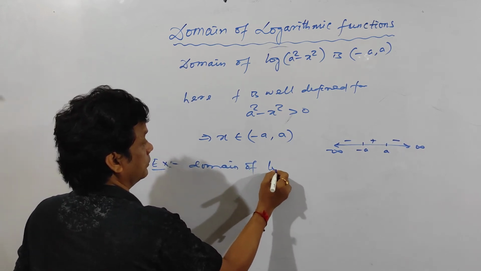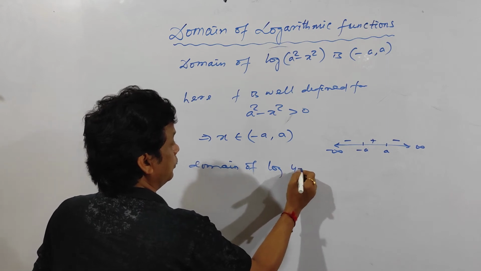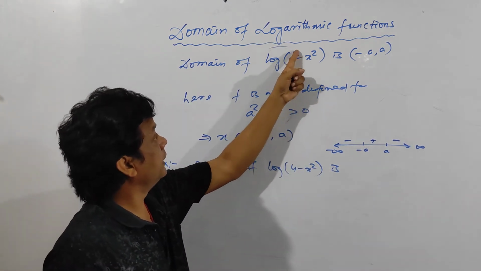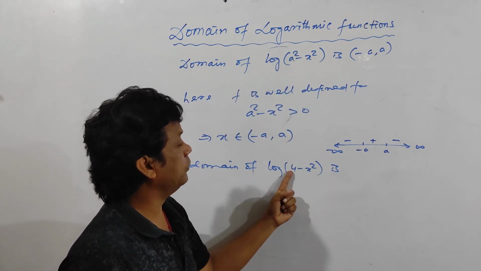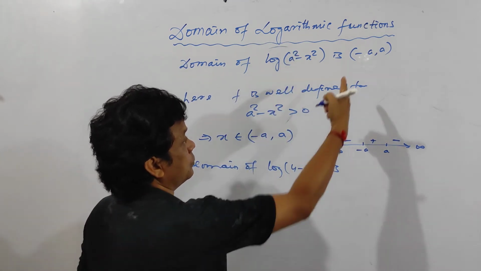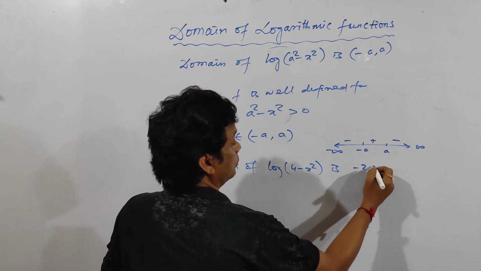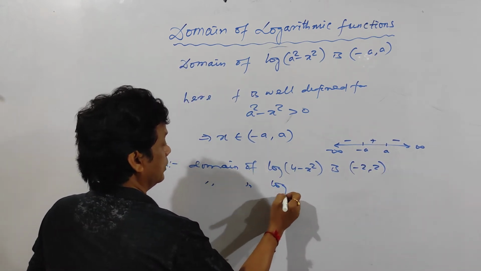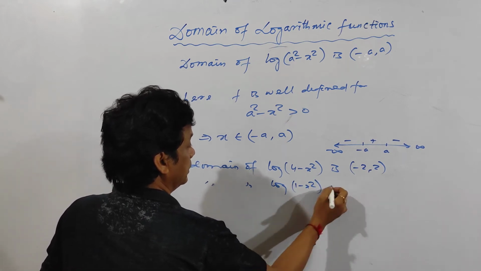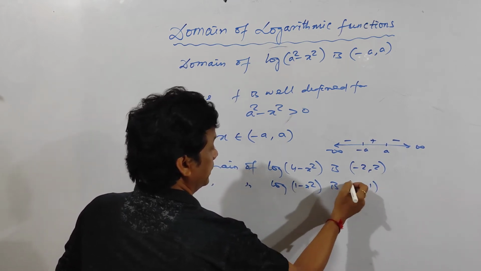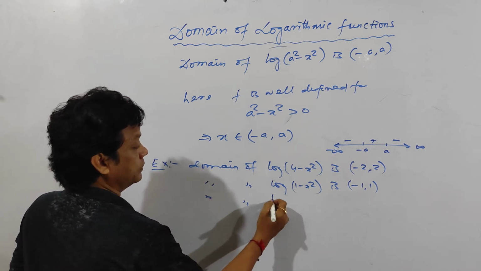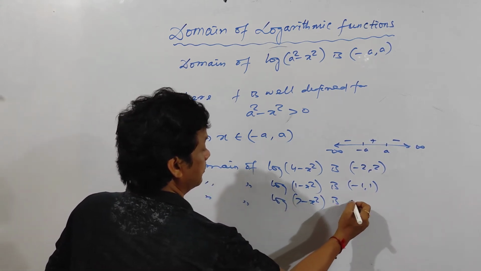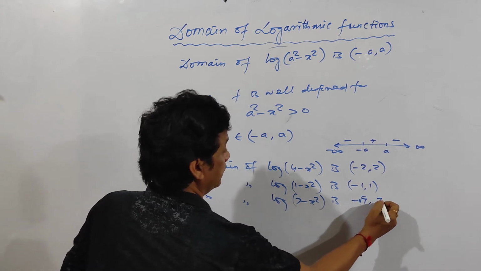Now, the domain of log of 4 minus x square: here, in place of a square, I have written 2 square. So what is the answer? Minus 2, 2 open interval. Again, the domain of log of 1 minus x square is minus 1, 1 open interval. The domain of log of 7 minus x square is minus root 7, root 7.